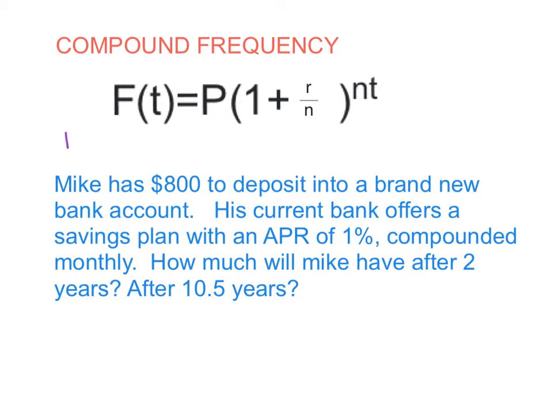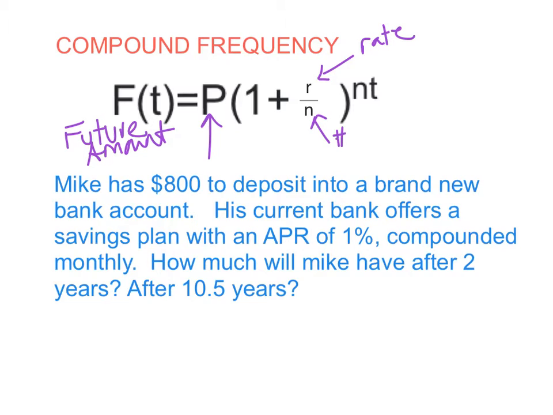So I just want to label some things here. My f of t is going to be my future amount. Okay, my p is my principal that we just talked about. 1 is the number 1. R is the R we just talked about, the rate. N is the number of times compounded. And we just talked about compounding annually, semi-annually, monthly, quarterly, etc. We're just going to use that N again, and T is obviously time.